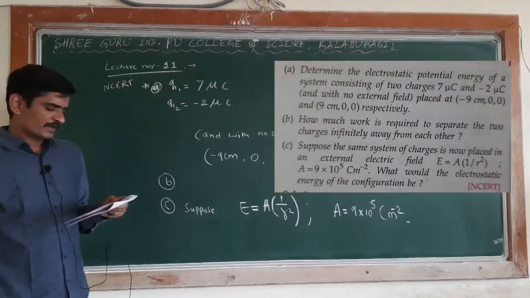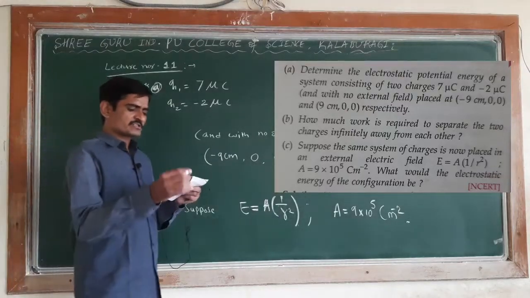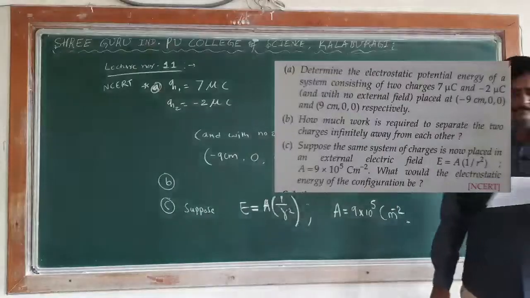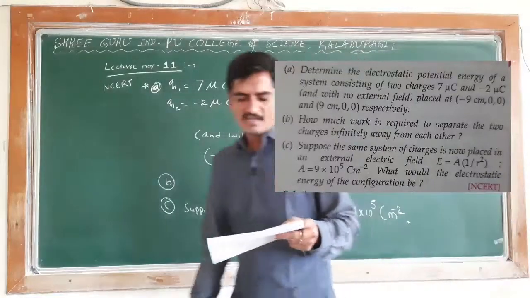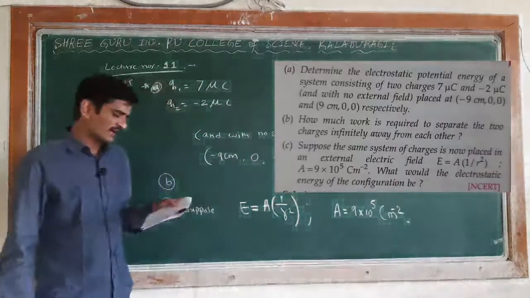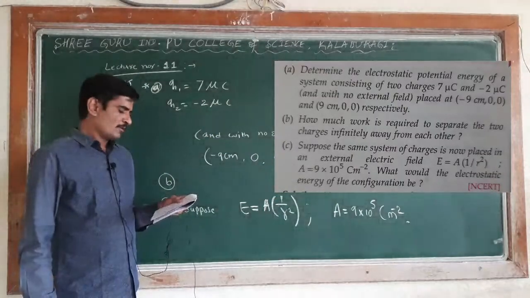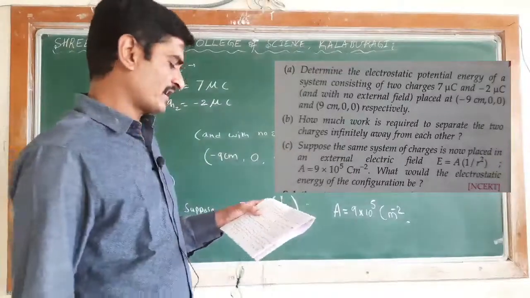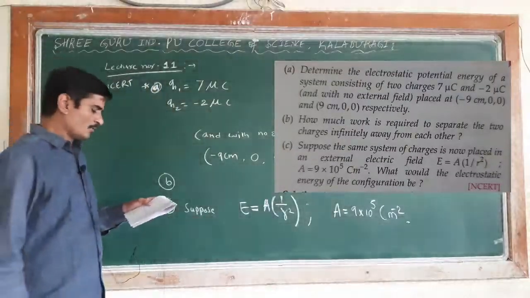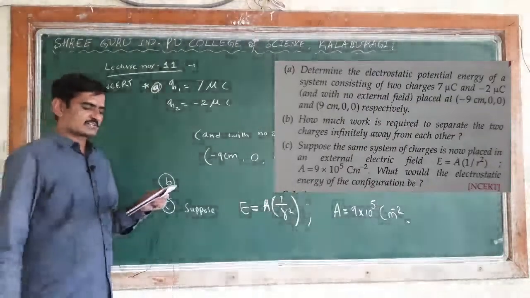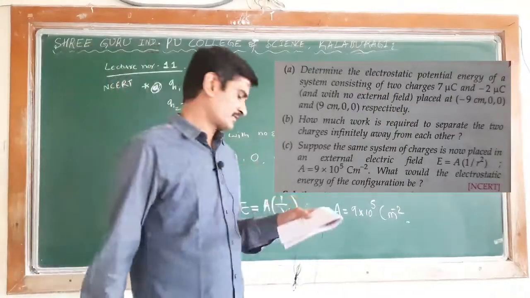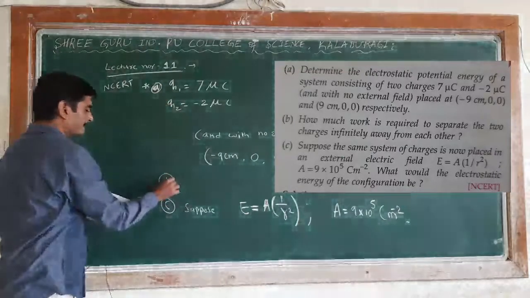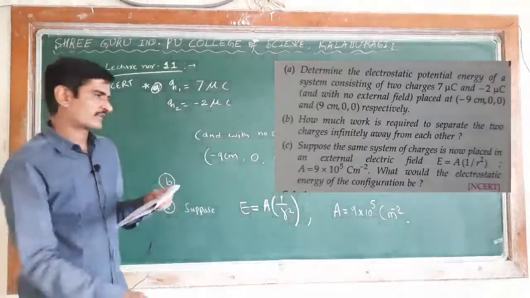What would the electrostatic energy of the configuration be? Question mark. This is C. So totally there are 3 parts in this question, A, B, C. We shall solve one after another.